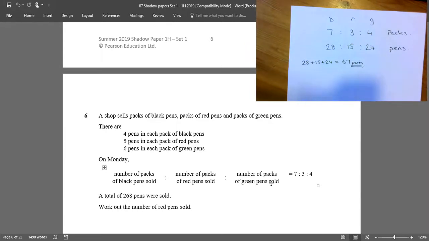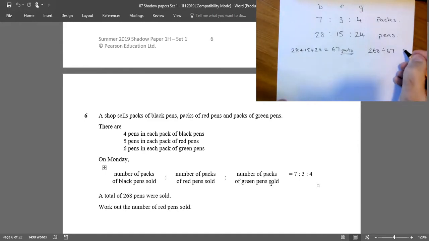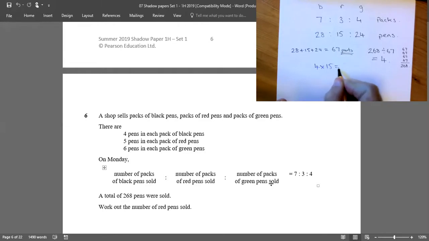Okay, it tells me there are 268 pens sold. So 268 divided by 67. Okay, this isn't an easy division. So in my head, I'm doing 67 plus 67 plus 67 plus 67 is 268. Okay, so that gives me a 4. So 4 multiplied by our 15 for red is 60 red pens sold.